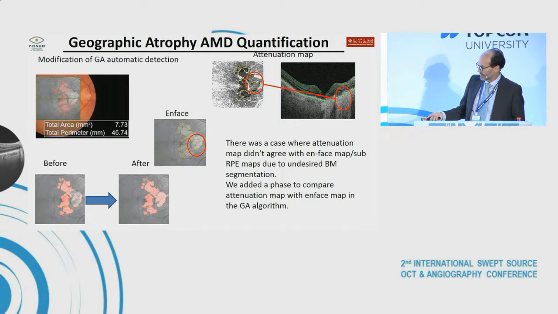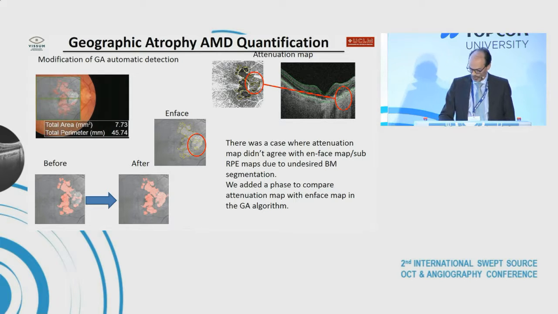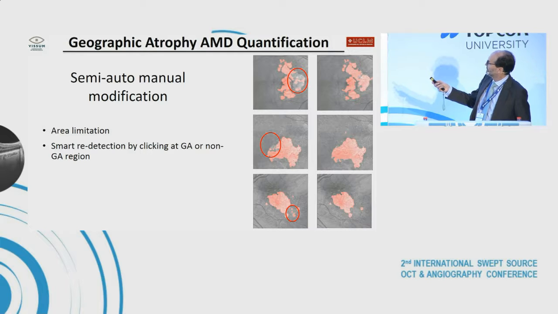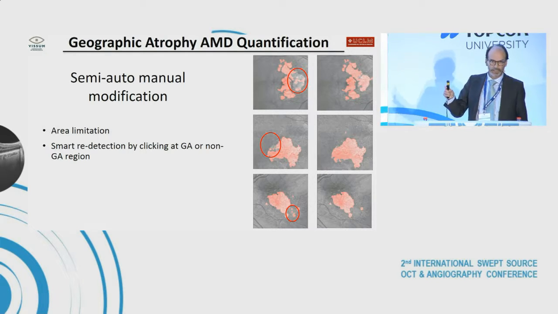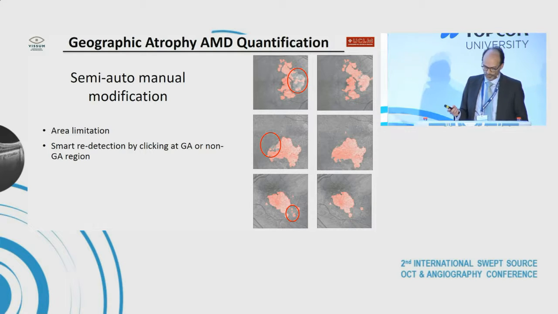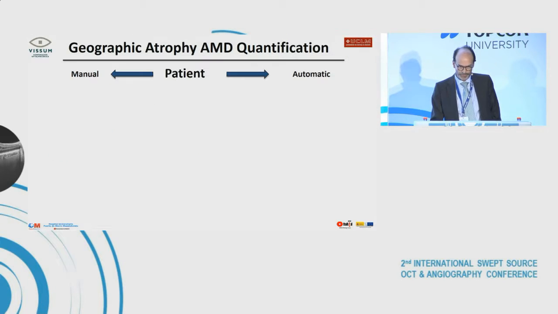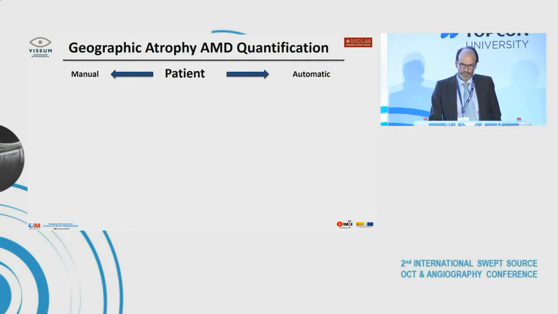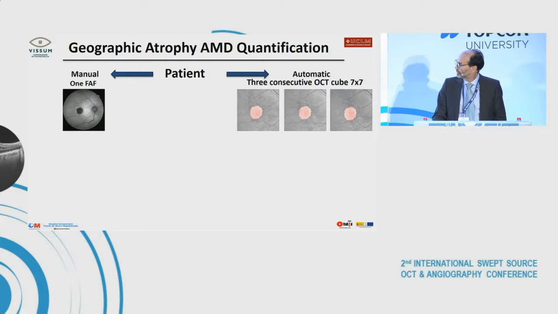In this case, if the software does not detect any part of the lesion, clicking on the lesion gives you a correction of the measure to improve the accuracy of the results. We can add different zones of the lesion that have not been detected by the software, by clicking on the lesion, or we can do the contrary, and remove different lesions that have been wrongly detected by the software. In every patient, we have performed manual and automatic determination of the geographic atrophy area.